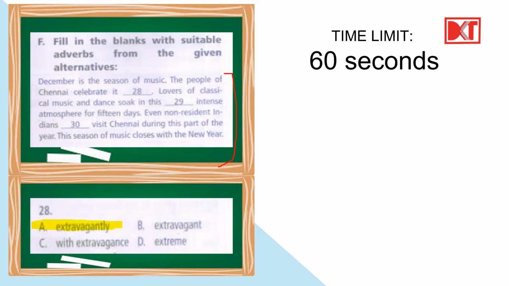extravagantly. There's only one adverb here, which is A, extravagantly. B and D, both of these are adjectives, extravagant and extreme. And C, with extravagance, is actually the meaning of the adverb extravagantly, something that happens in an extravagant manner. Now, if we didn't have to fill in an adverb, we could have filled it with option C. But since we have to use an adverb, it is option A, extravagantly.